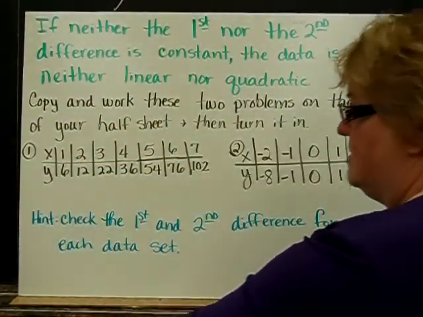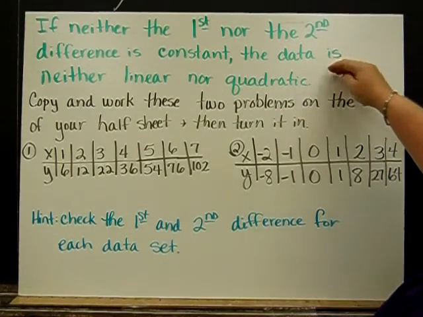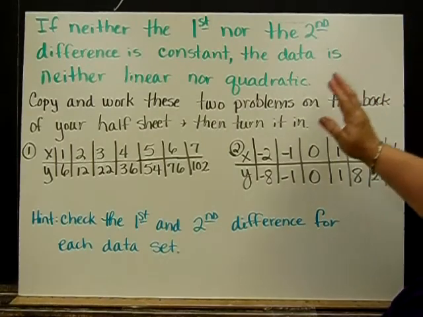When you do the first and second difference, if neither one of those is constant, then the data is neither linear nor quadratic. It would be something else.